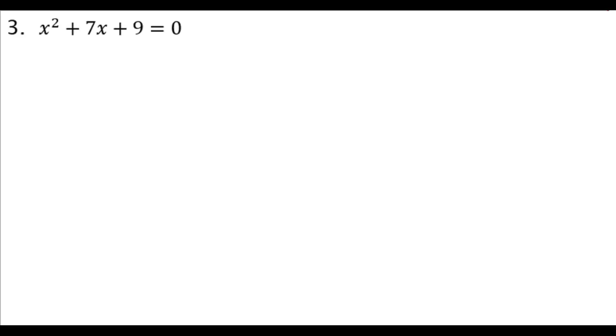We need to solve this using the quadratic formula. When you look at this, it kind of looks like an easy diamond, but really quickly, just to show you why that's not going to work, I would need two numbers that multiply to 9 and add to 7.